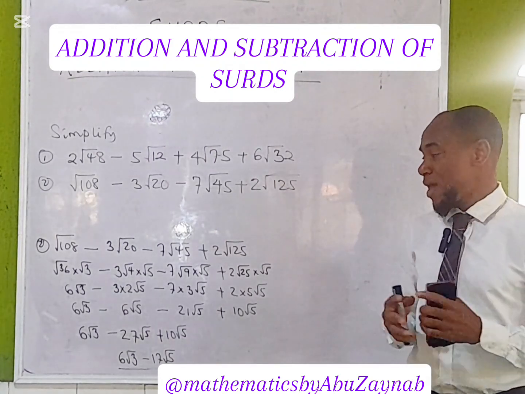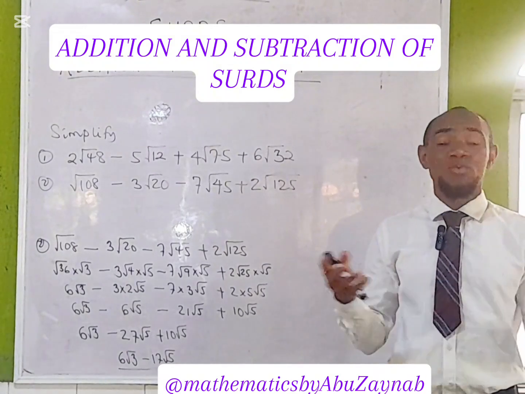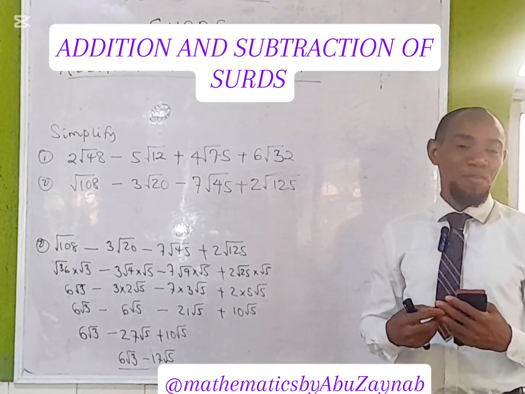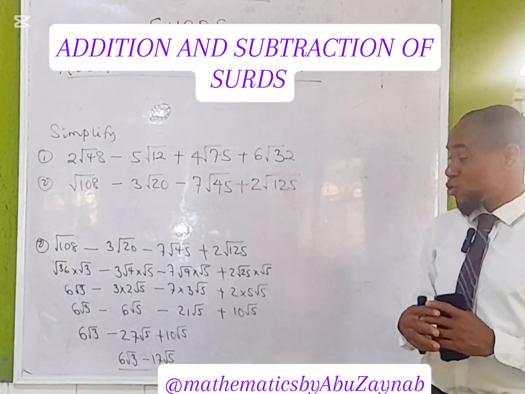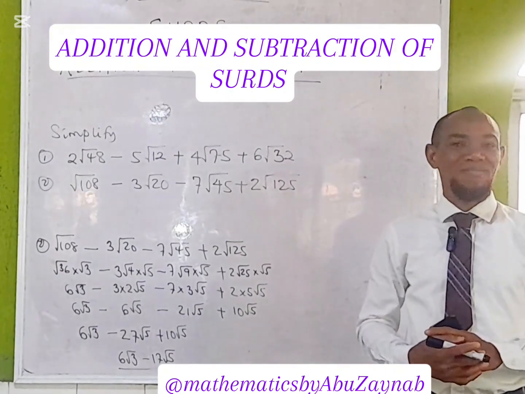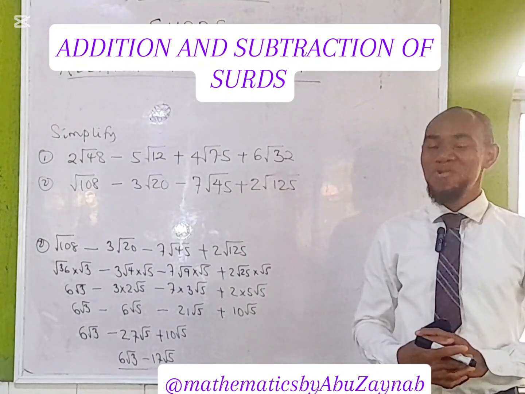You can only add like terms and subtract like terms, just as we have in algebra. You can't add root 3 to root 2. It's not possible. So after adding or subtracting the like terms, as the case might be, then you have your final answer. And that has been the lesson for today, which I hope you enjoyed.